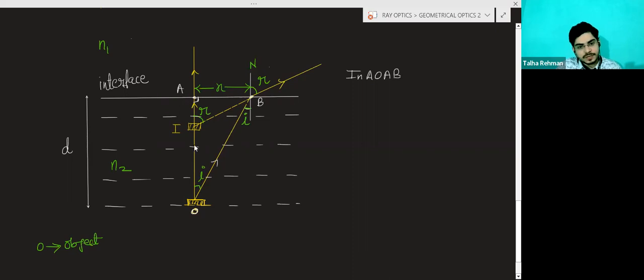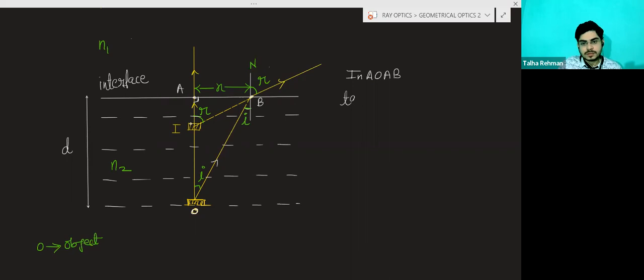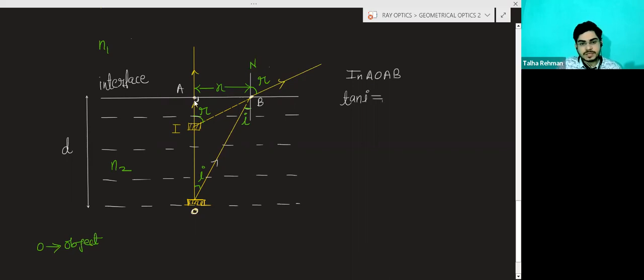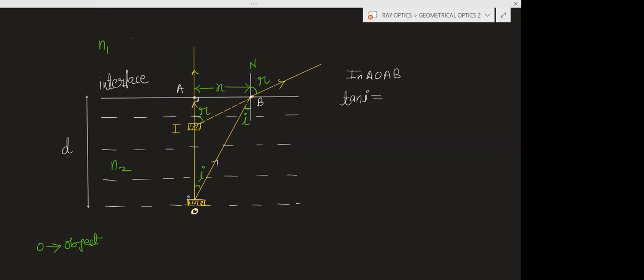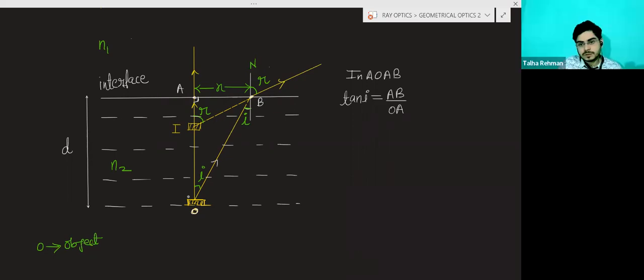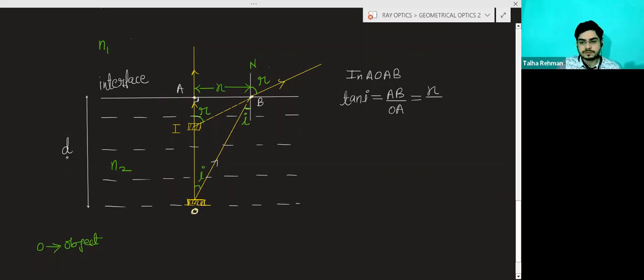So tan I will be perpendicular divided by base, that is AB divided by OA. AB is x, and OA is this D. So tan I is x by D.